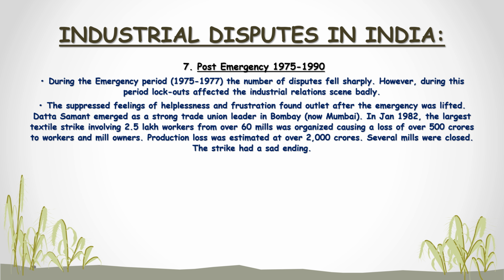In January 1982, the largest textile strike, involving 2.5 lakh workers from over 60 mills, was organized, causing a loss of over 500 crores to workers and mill owners. Production loss was estimated at over 2,000 crores. Several mills were closed. The strike had a sad ending.